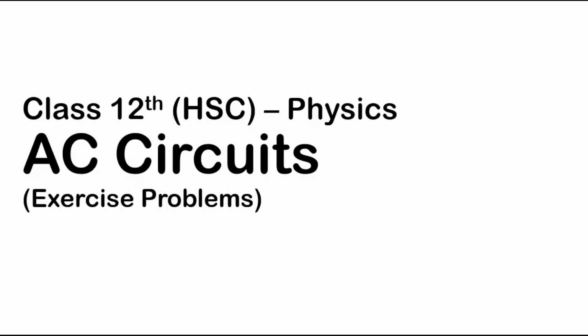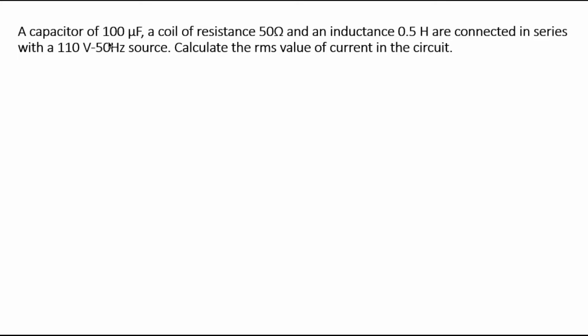Today we'll solve the remaining numericals of AC circuits chapter. A capacitor of 100 microfarad, a coil of resistance of 50 ohms and an inductor of 0.5 Henry are connected in series with a 110 volt 50 Hz source. Calculate the RMS value of current in the circuit.